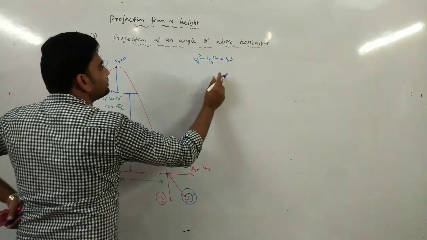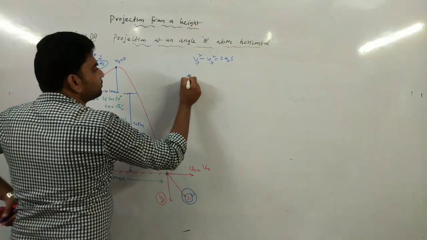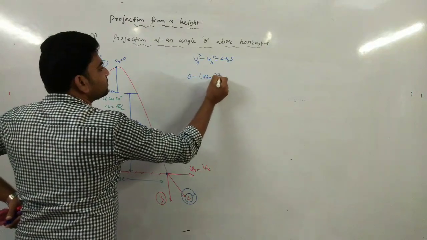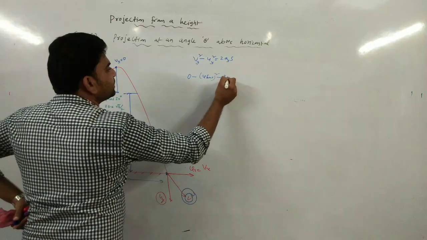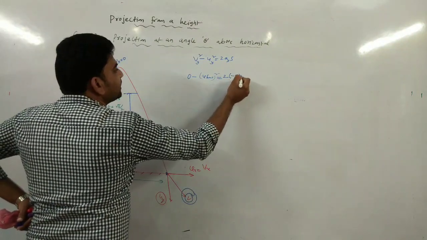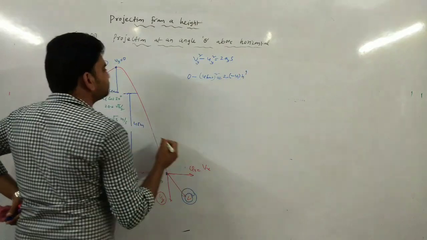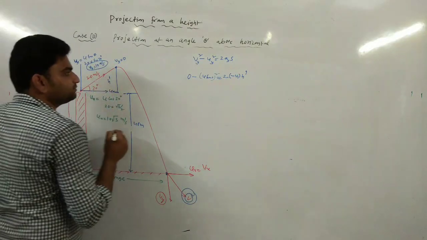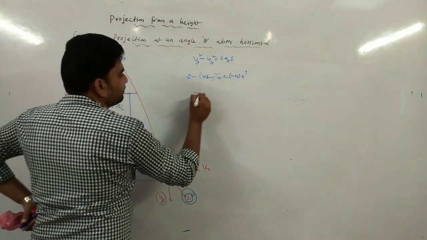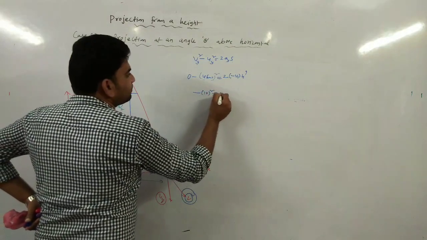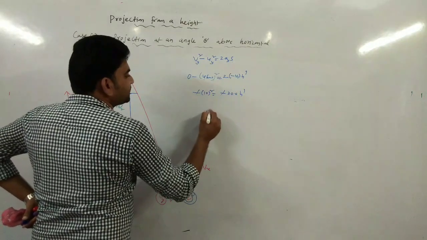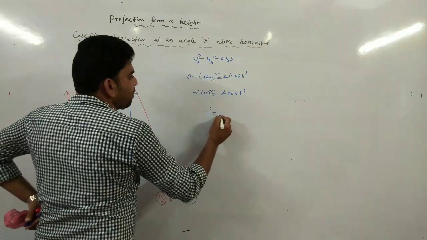Then it becomes vy value is 0 minus uy, which can be written as u sin theta whole square, equals 2 into ay, which is minus 10, into s, which I am taking as h dash. This height I am considering as h dash. And u sin theta value we already know, that is 10. Minus 10 whole square is equal to minus 20 into h dash. Minus minus gets cancelled. From here h dash can be written as 5 meters.